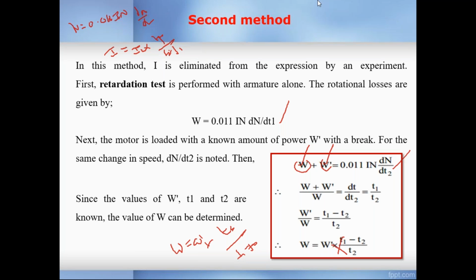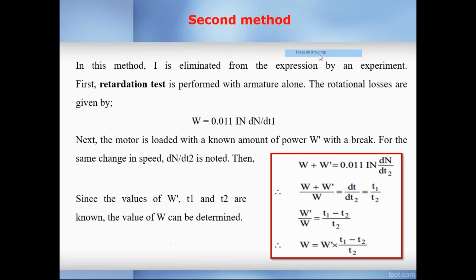Sorry guys, small interruption. Now this is the second method. In this method we are going to find the rotational losses. So now we discussed two methods: one includes the moment of inertia, and the other includes the rotational losses.